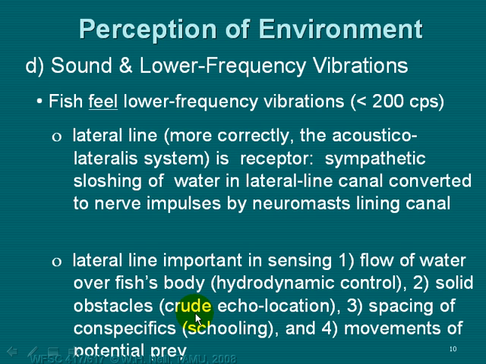And fish can detect movements of prey by the vibrations of the prey as the prey swims, and they use their acoustico-lateralis system to do that too. So all these things turn out to be important.